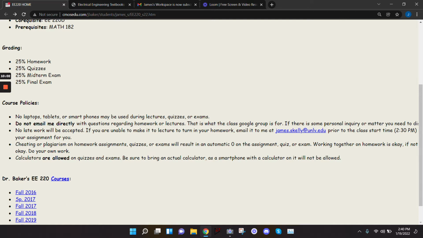This first one: no laptops, tablets, or smartphones used during lectures, quizzes, or exams. Mainly that's to keep people focused. Obviously I have a laptop, everyone has a laptop, but using them during class isn't conducive. Unless you have a tablet out flat and you're taking notes on it, because I know that's a new thing people do. But I would prefer that you don't have your laptop open, because in my experience, people who have their laptop open are probably not paying much attention to what's going on while I'm lecturing.